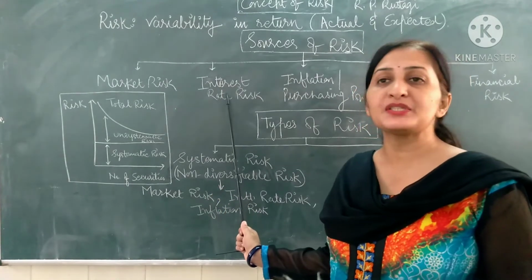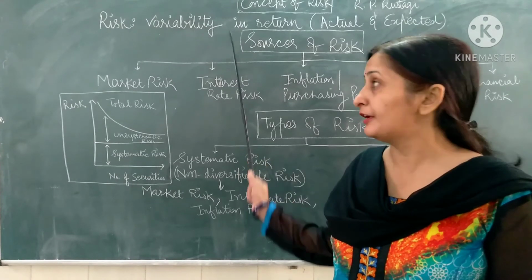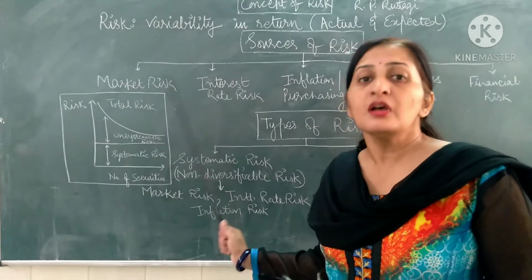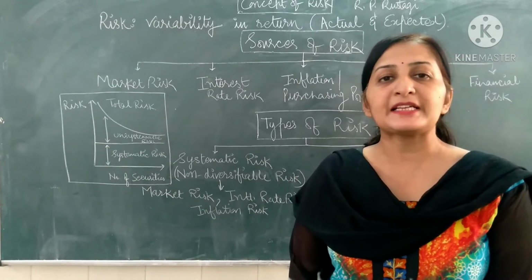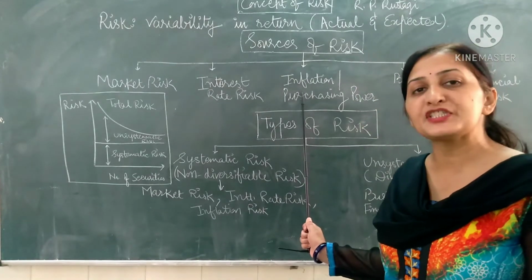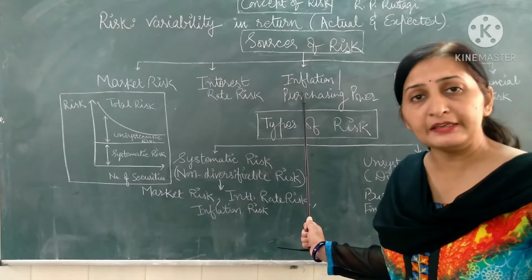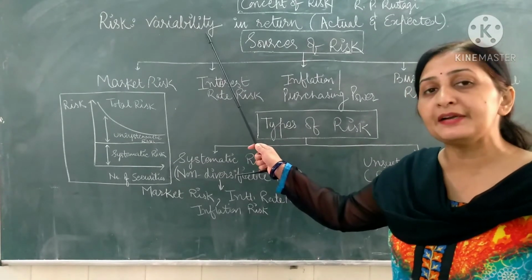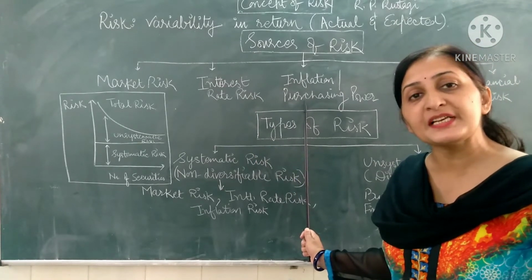Next we have interest rate risk. Interest rate risk means variability in return due to change in interest rate. The interest rate is inversely related with the prices of the security. Next we have inflation or purchasing power risk. This we have already discussed earlier. Inflation risk or purchasing power risk means variability in return due to inflation or due to purchasing power.